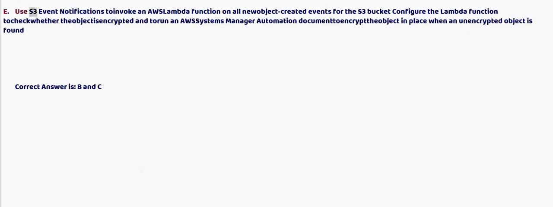E. Use S3 event notifications to invoke an AWS Lambda function on all new object-created events for the S3 bucket. Configure the Lambda function to check whether the object is encrypted and to run an AWS Systems Manager automation document to encrypt the object in place when an unencrypted object is found. Correct answer is B and C.